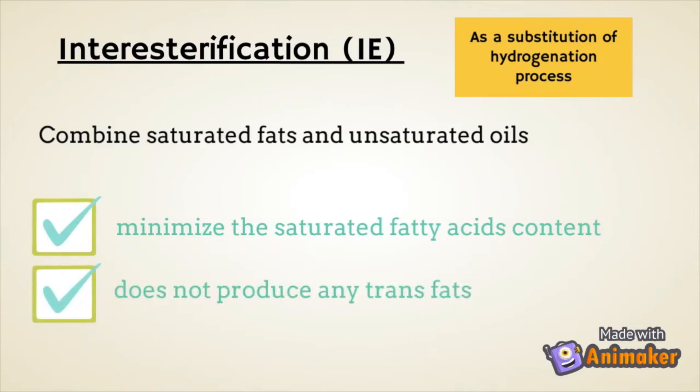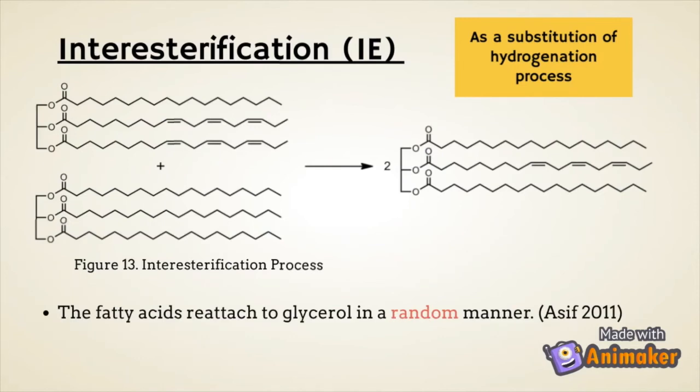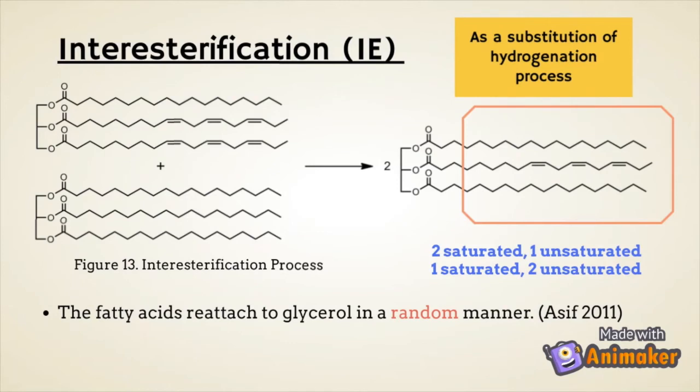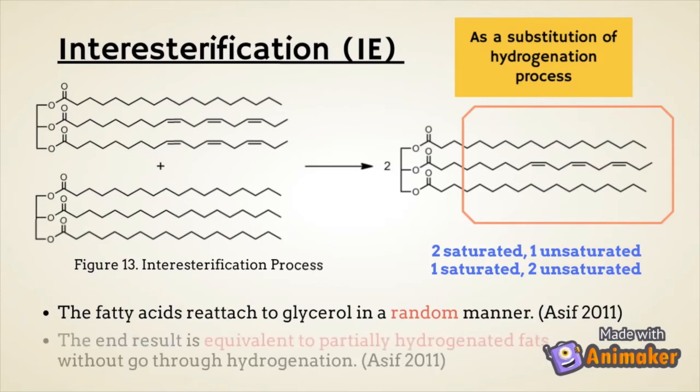The fatty acids reattach to glycerol in a more random manner so that each glycerol molecule will have some unsaturated and some saturated fatty acids attached to it. Some glycerol will have two saturated side chains and one unsaturated, while others will have one saturated and two unsaturated. The end result is equivalent to a partially hydrogenated fat without having to go through the process of hydrogenation.